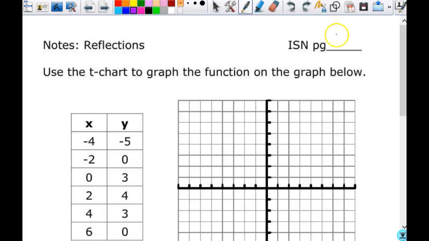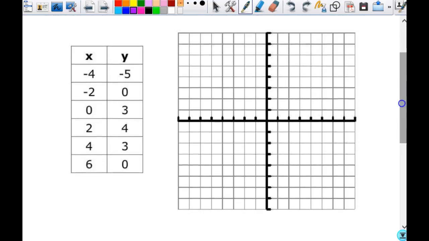All right, so this is going on page 49 when we're done. We're going to start with a function that I'm just giving you the points of, and so let's plot it. So we've got -4, -5, -2, 0, 0, 3, 2, 4, 4, 3, and 6, 0.